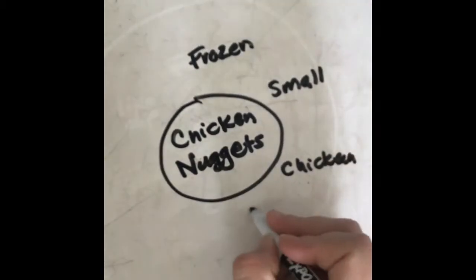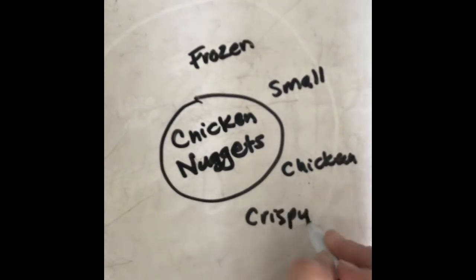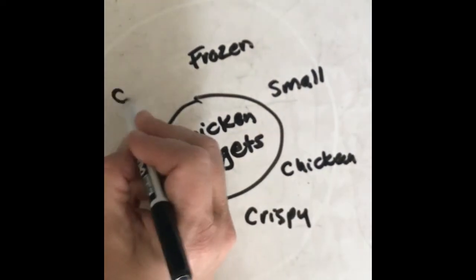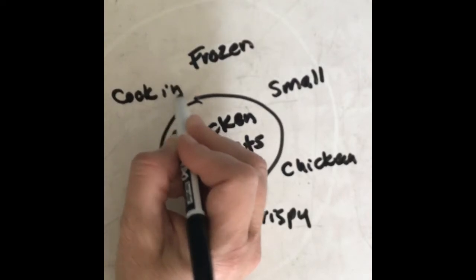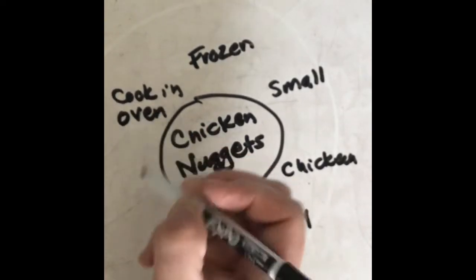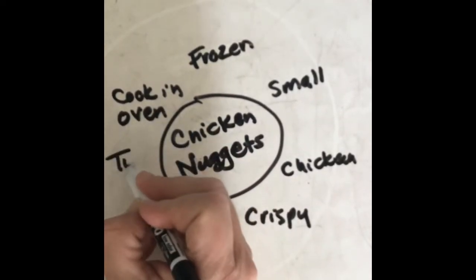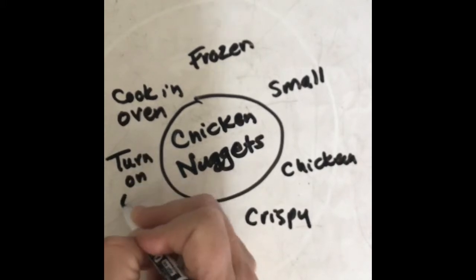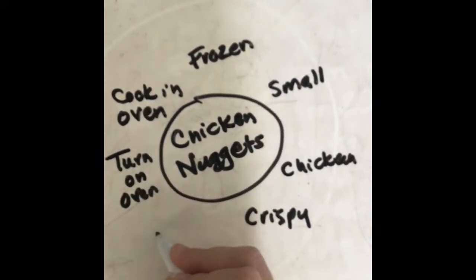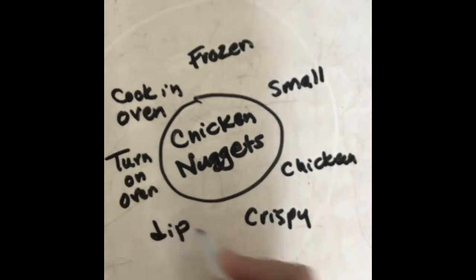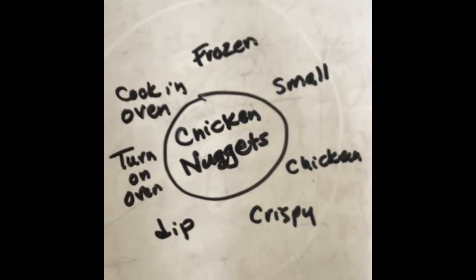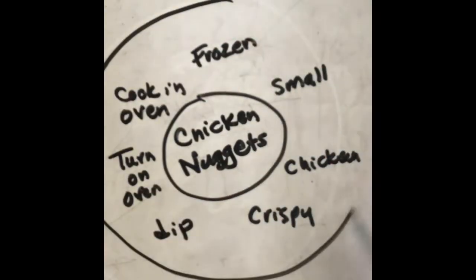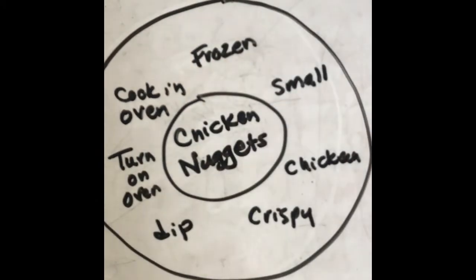I know that when they're done, they're crispy, which I like about them. I know they're going to cook in the oven. Remember, this can be caveman talk. I know I'm going to have to turn on the oven. I have to make sure that's okay. I know they have dip in them, which I really like. So there are some of the main things I know about chicken nuggets, and I'm going to make a circle around it after I've brainstormed.